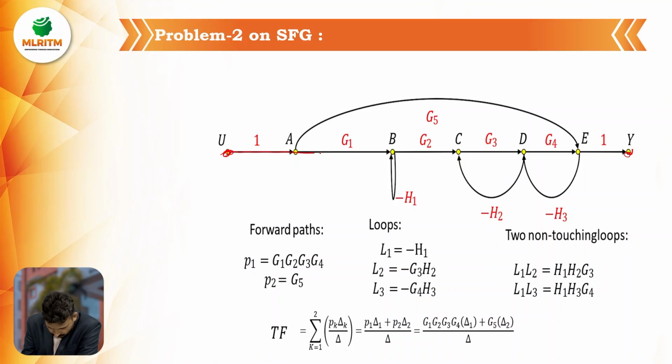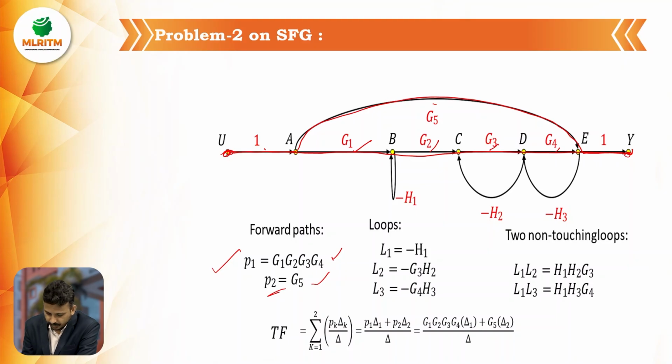So this is one forward path. And this is the second forward path. The arrow symbol we have to consider properly. So P1 is G1, G2, G3, G4 and P2 is 1 into G5. So there are 2 forward paths. And now the loops.